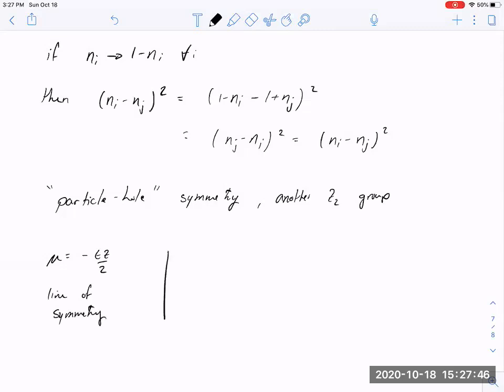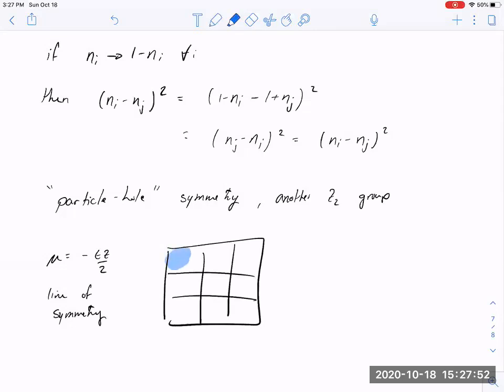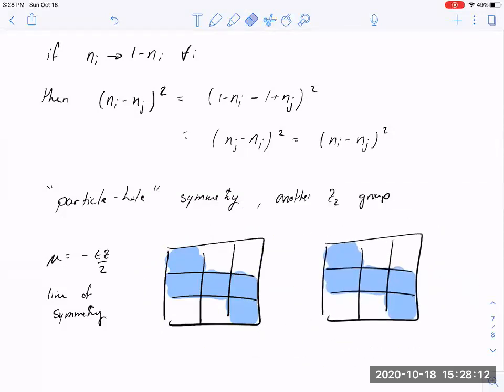If I took a configuration where I have this, this, and those cells filled, and I swapped all the filled cells for empty cells, and all the empty cells for filled cells, those two configurations along this line have the same weight.